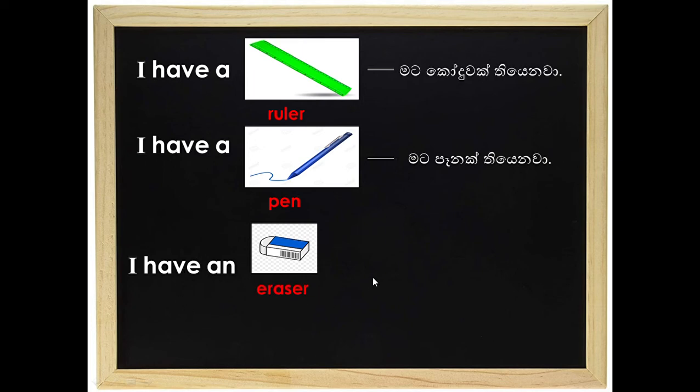What is the meaning? මට මකනයක් තියෙනවා. Then here we have used an because the first letter of the word eraser gives a vowel sound.